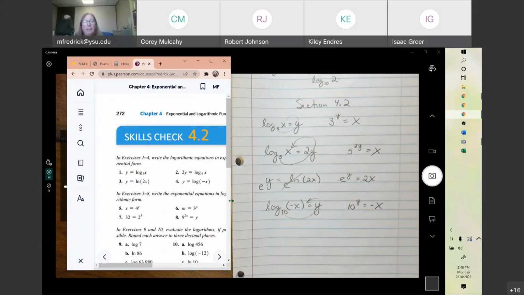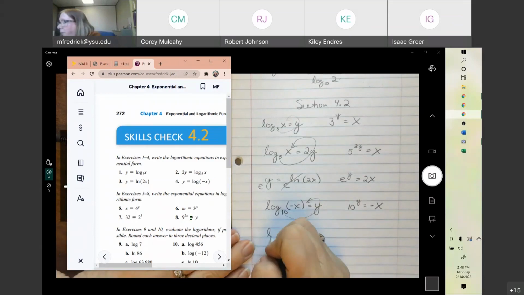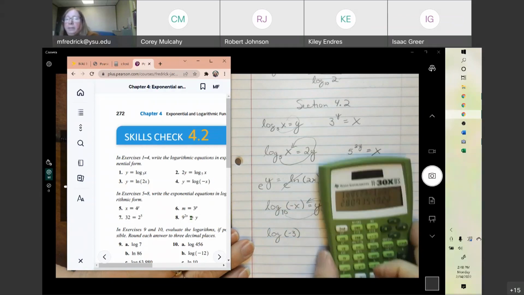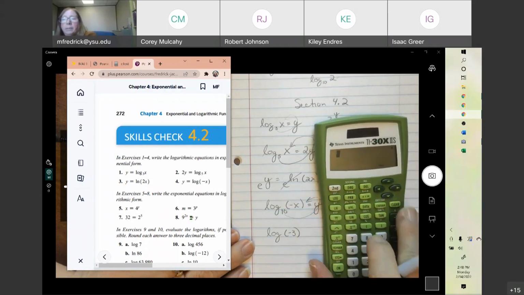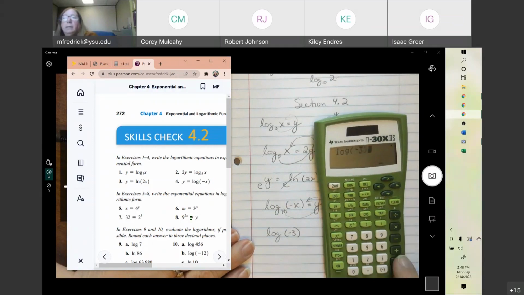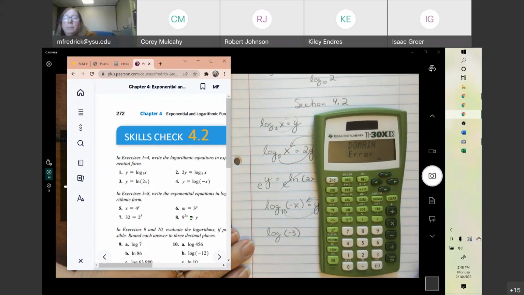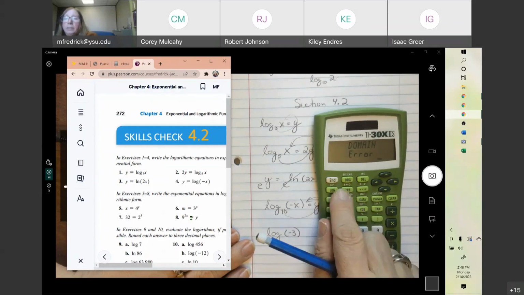Now, seeing that negative in there, oh, they have it down here. You cannot take the log or natural log of a negative number or 0. So if we took the log of a negative 3, you're going to get an error in your calculator. So if we go log negative 3, the log has to be greater than 0. Same thing with natural log.